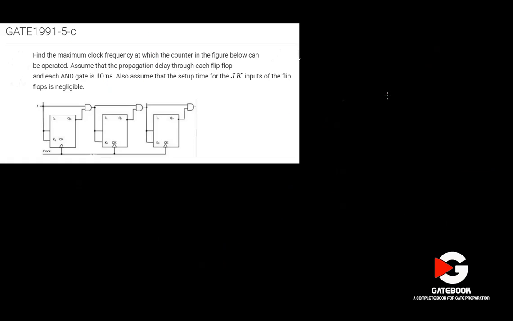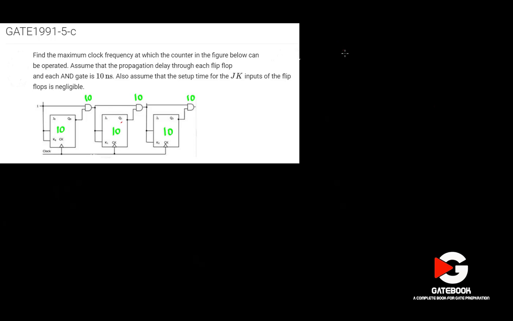Alright. Let's solve this problem, which was asked in the 1991 paper. Find the maximum clock frequency at which the counter in the figure below can be operated. Assume that the propagation delay through each flip-flop is 10 nanosecond here: 10, 10 and 10. And AND gate delay is 10 nanosecond. Here 10, here 10 and here 10. Assume that the setup time for the JK inputs of the flip-flop is negligible. There is no setup time. Alright.